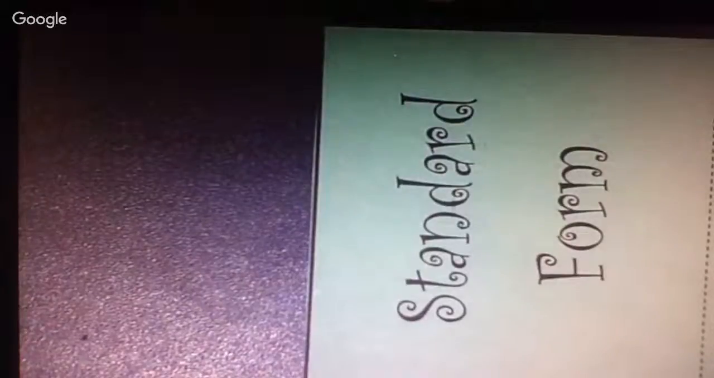All right, so there are 3 different forms of a quadratic equation. The first form is going to be the form that you're going to see it in most often.